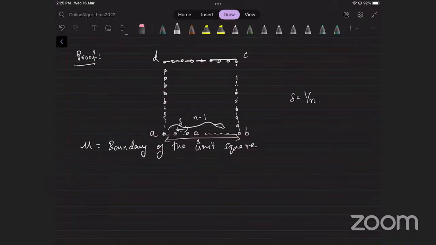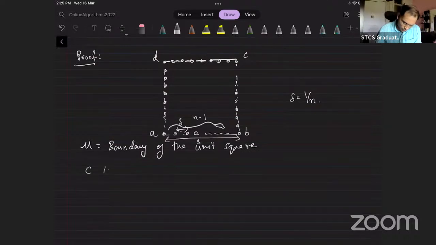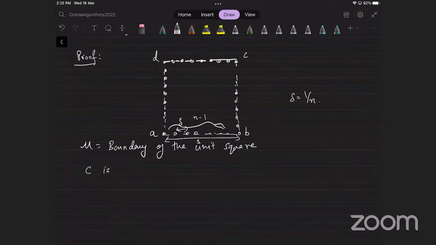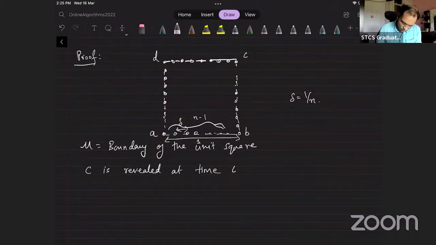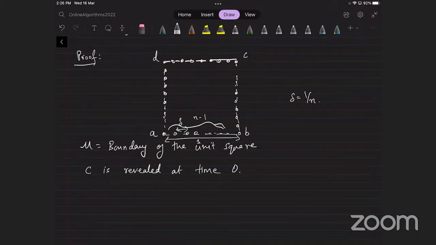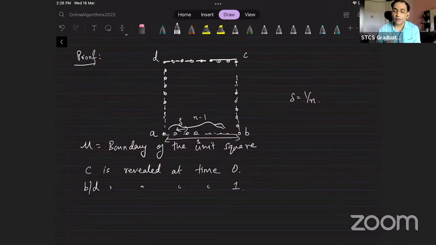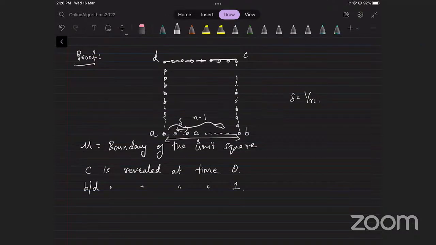And you can think of, C is revealed at time 0 and either B or D is revealed at time 1. No, actually, wait, that does not go to 2. No, it's okay. But at least, let's see what happens.